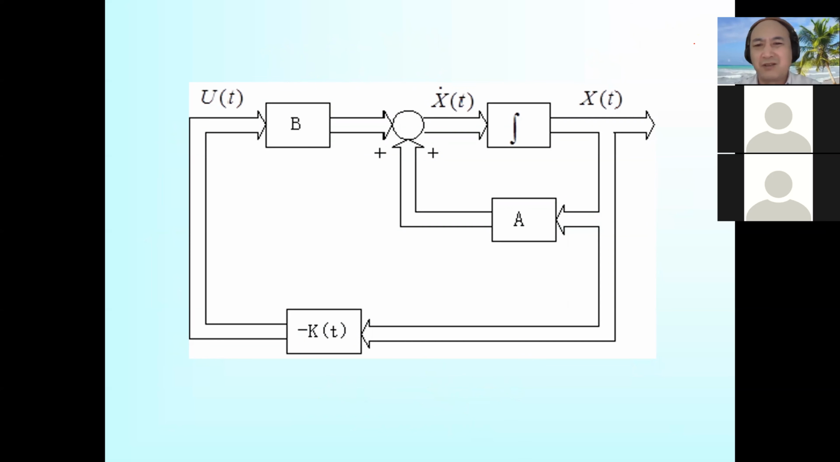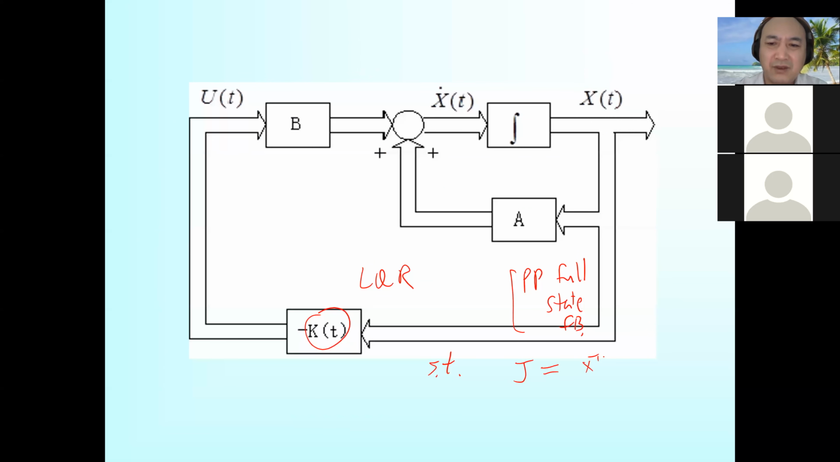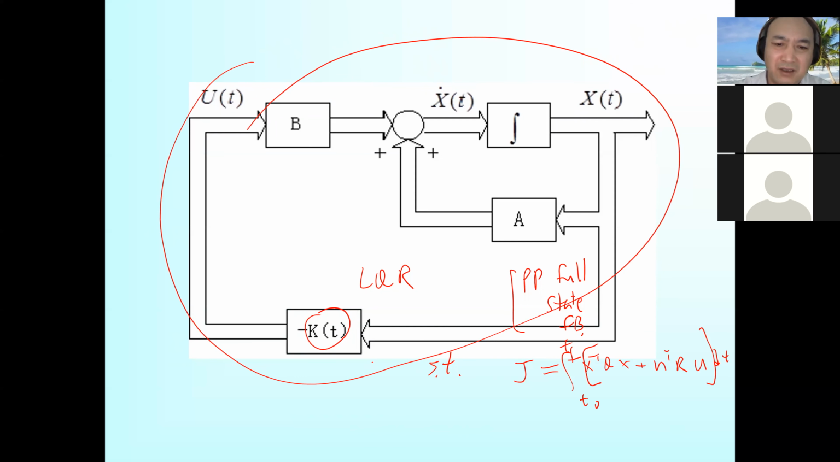There's not much difference for full state feedback pole placement; you cannot do much. But LQR uses the time varying case such that J, of this format, the integral from t0 to tf of x transpose Qx plus u transpose Ru, can be minimized. By doing this over the closed loop system, you can guarantee that the cost is minimum.